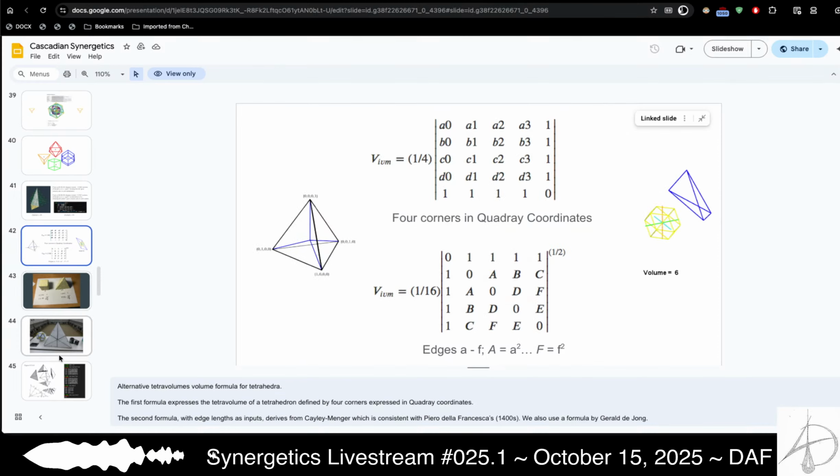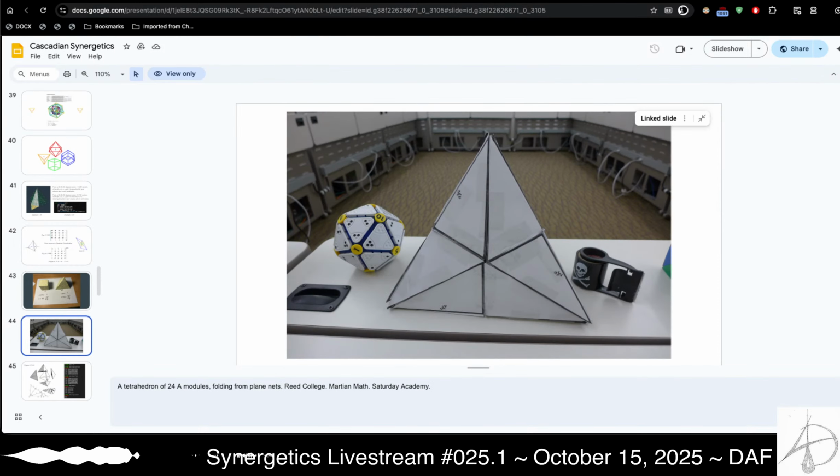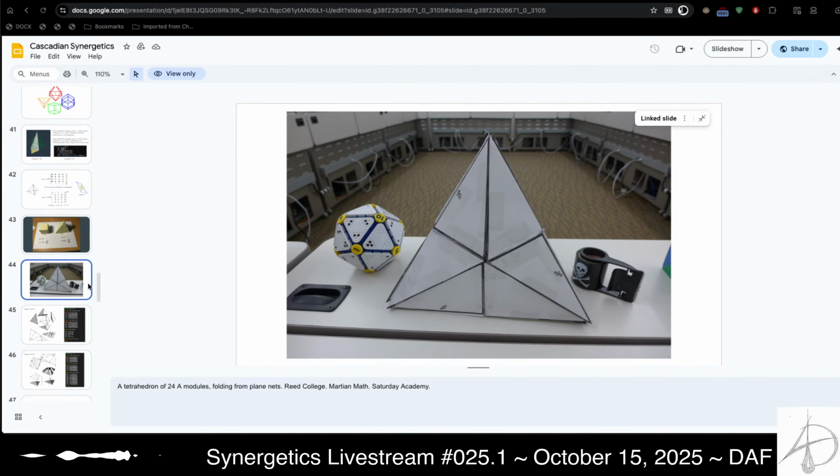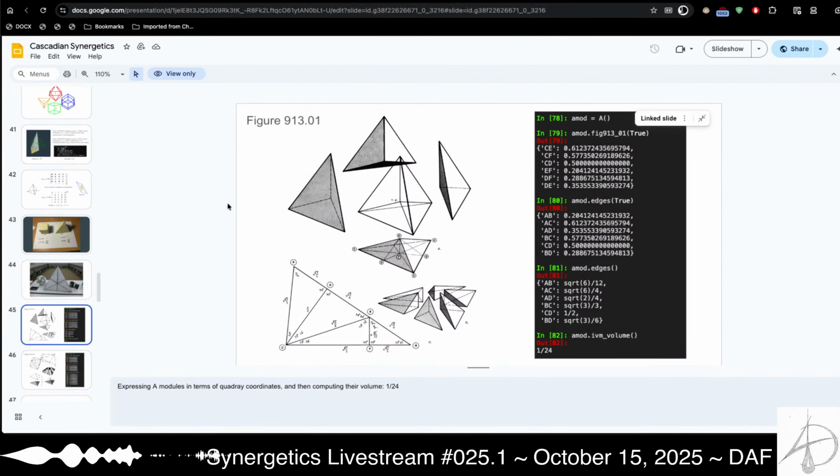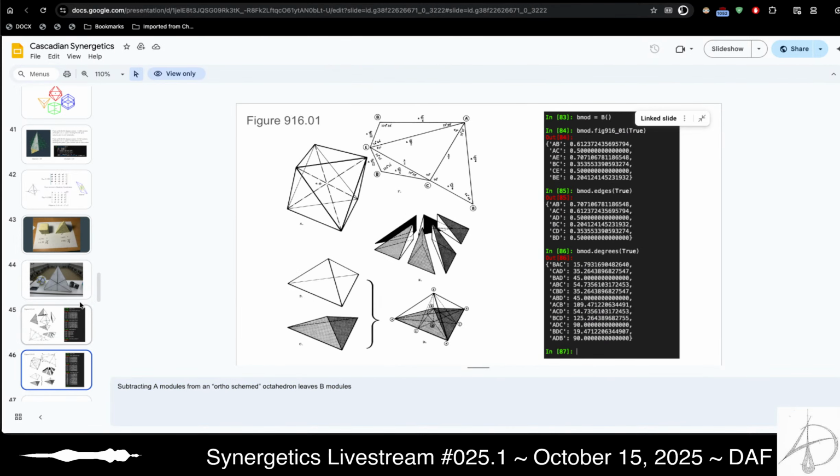And then each of those four is getting split into six. Each of those flat tets gets split into three sectors like a propeller, and each of those gets split in the middle. So that's how you get 24 A modules. And here's a figure from Synergetics 913 and some code that expresses the A modules in terms of the quadray coordinates. And you can compute their volume symbolically. You get 1/24th, as you should.